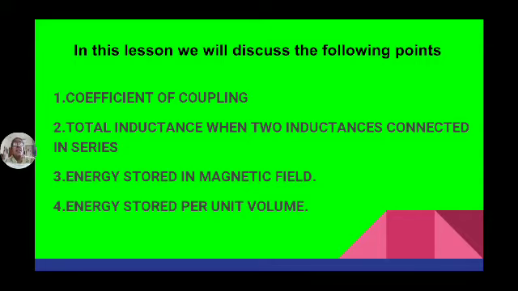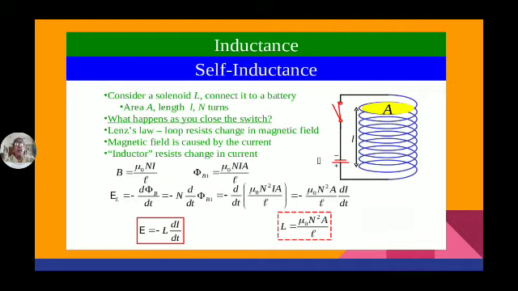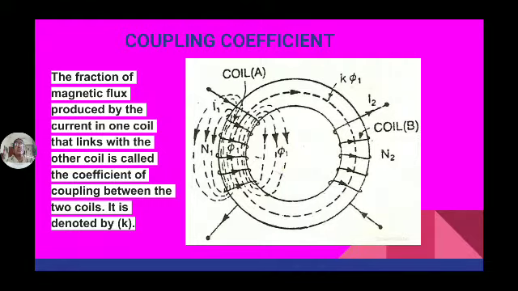Now first we will discuss the coefficient of coupling. So coupling means a connection. In a rail engine, each bogie is coupled with the immediately next bogie. That is nothing but connection. Here, what does coupling mean?